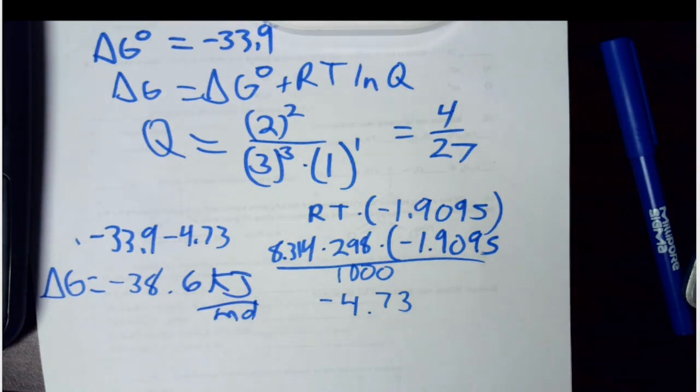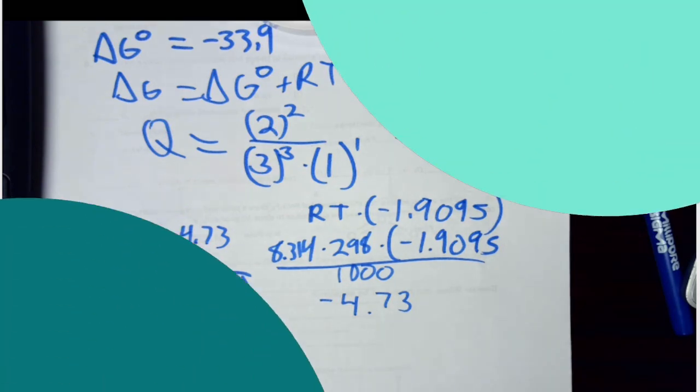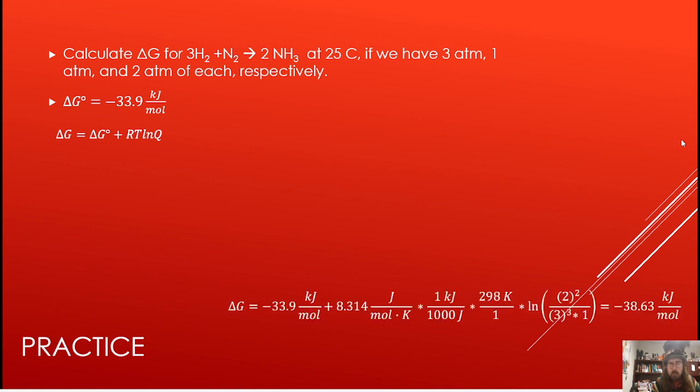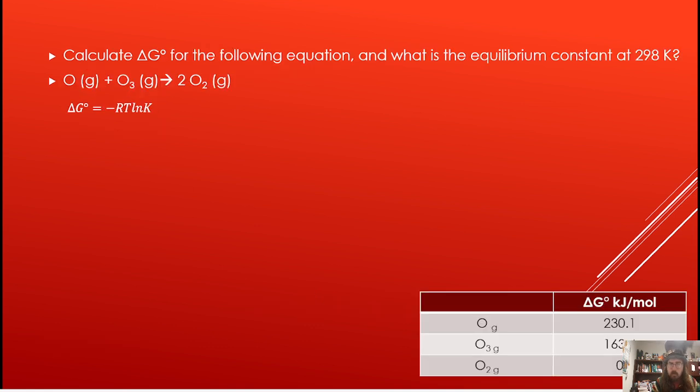And you can figure out how to make this more spontaneous by manipulating this reaction. So this RT ln Q is going to provide minor tweaks. It's usually not going to be a huge change, but it is a change. So it is a real change that you need to consider.